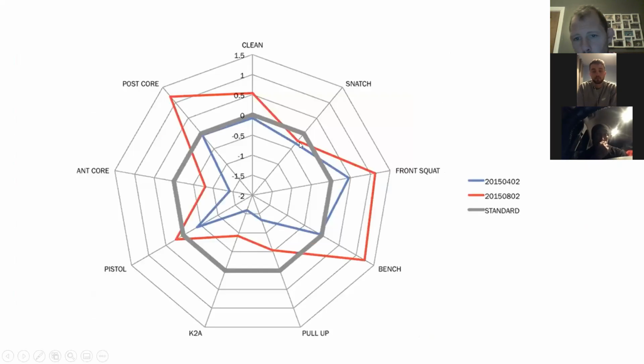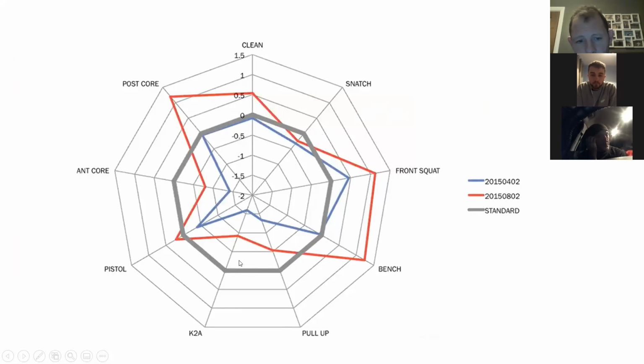This is another way. This is just for an individual athlete again. So you can see here that we're looking at January, February, March, April, and August, right? The blue line is his April scores and the red line is his August scores, right? And the standard deviation is this gray line. So remember, a Z-score is just how far he is from the mean, okay?